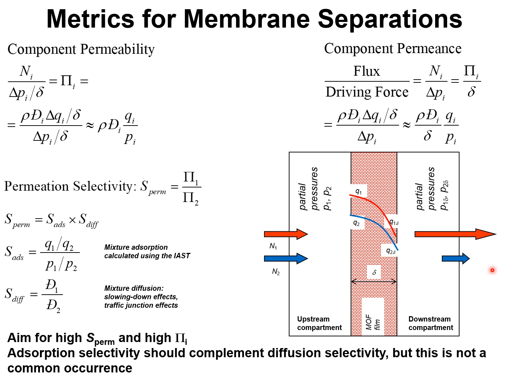The permeability of the membrane is defined in the following manner. It is the flux of component i, N sub i, divided by delta P, which is the difference in the partial pressure of that component between the upstream and downstream compartment. So it is P1 minus P1 delta, P2 minus P2 delta. So the component permeability is Ni divided by delta P divided by delta. And let's call that P sub i.